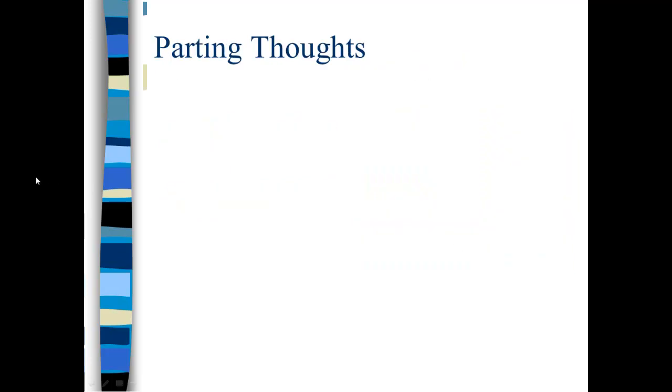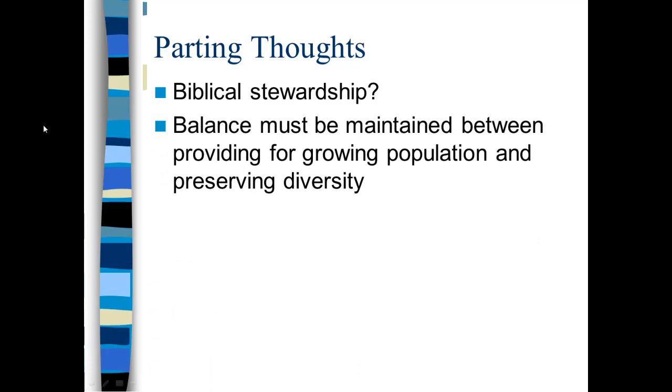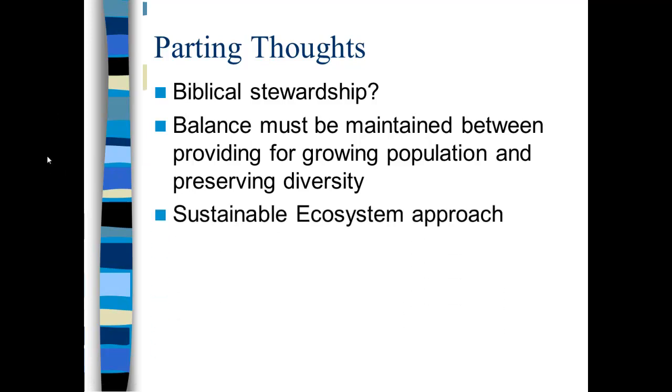Okay, and just some parting thoughts regarding stewardship. We are stewards of the earth. We're stewards of the species of the earth. And so some type of balance must be maintained between providing for the growing population of humans as well as preserving diversity. There is a sustainable ecosystem approach. This is sort of a happy middle approach, rather than just a utilitarian approach where we're doing everything that we can do to preserve the human species without regard to ecosystems, or a pure conservationist approach. This is sort of the happy medium.